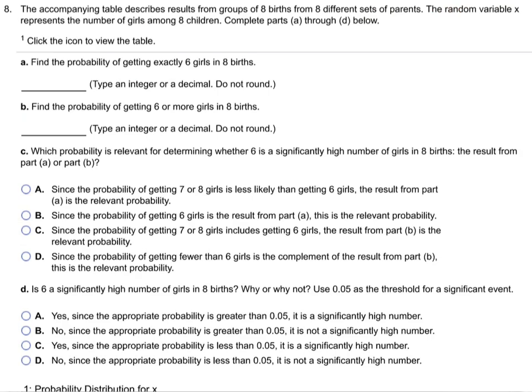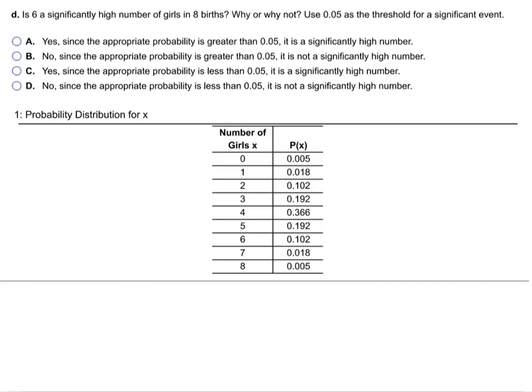Number 8. Okay, now we're going to look at a table. It describes the results from groups of 8 births from 8 different sets of parents. Random variable X represents the number of girls among 8 children. So, complete parts A. On the next screen, there's the table. So we're having 8 births. You can have 0 girls, 1 girl, 2 girls, 3, 4, 5, 6, 7, and 8. And there's the various probabilities of having that number of girls.